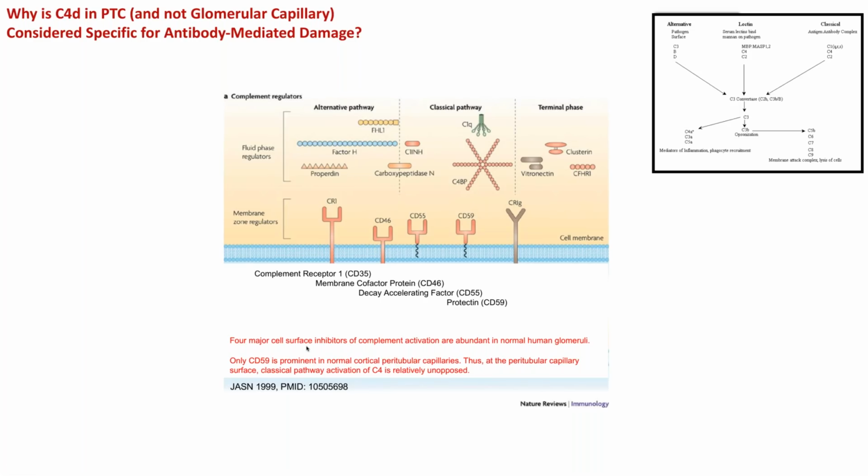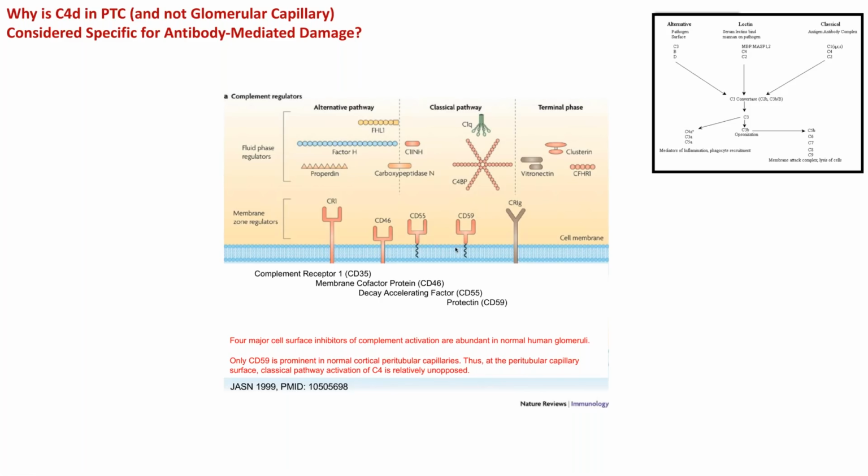Now, there are 4 major cell surface inhibitors of complement activation that are abundant in the normal glomeruli. They are complement receptor 1 or CD35, membrane cofactor protein or CD46, decay accelerating factor or CD55, and protectin or CD59. So why is it present more in glomeruli?